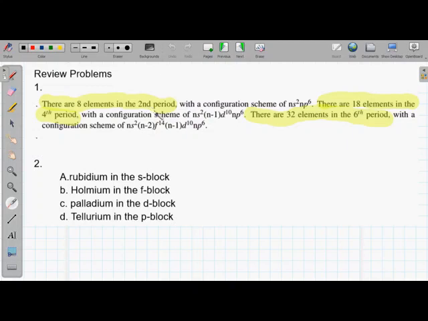In period 2, there are 8 elements. You can get that by looking at the periodic table. Remember, periods are horizontal, groups are vertical. So groups go up and down like this. Periods go across the paper. Remember, you write across the paper and then you put a period at the end.